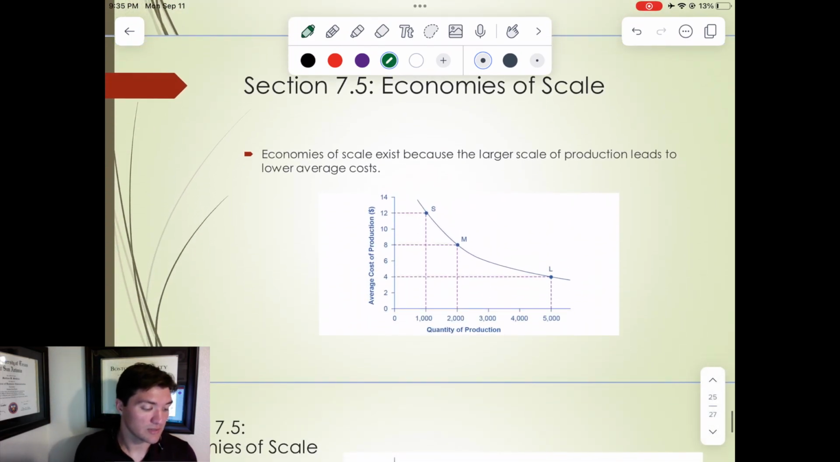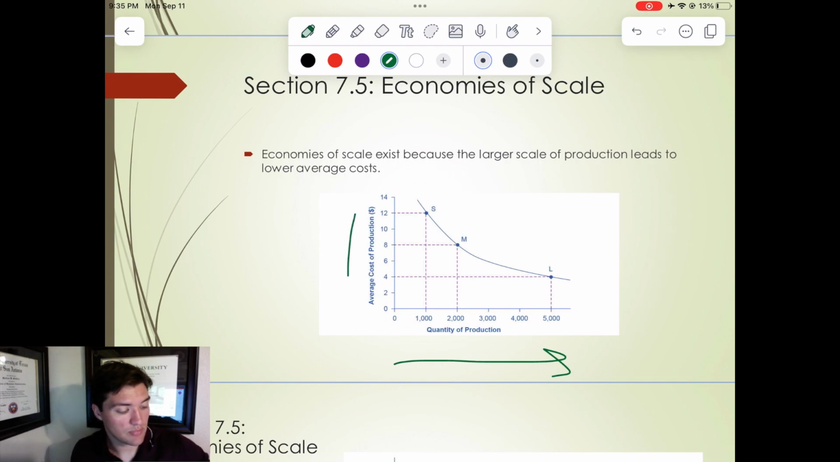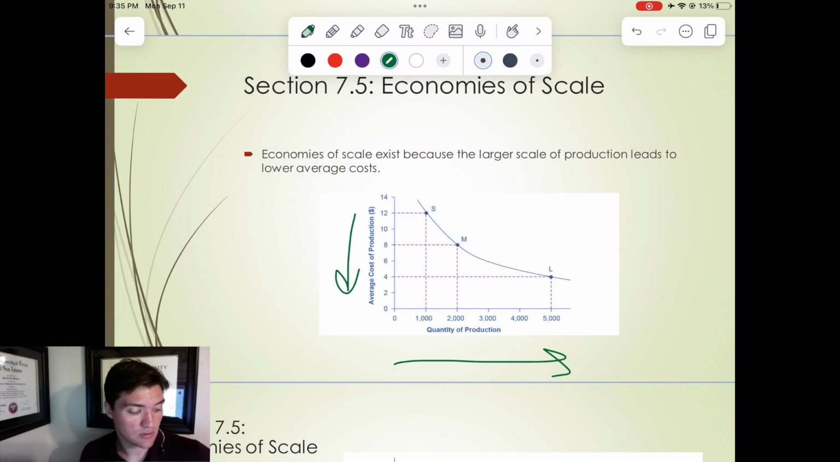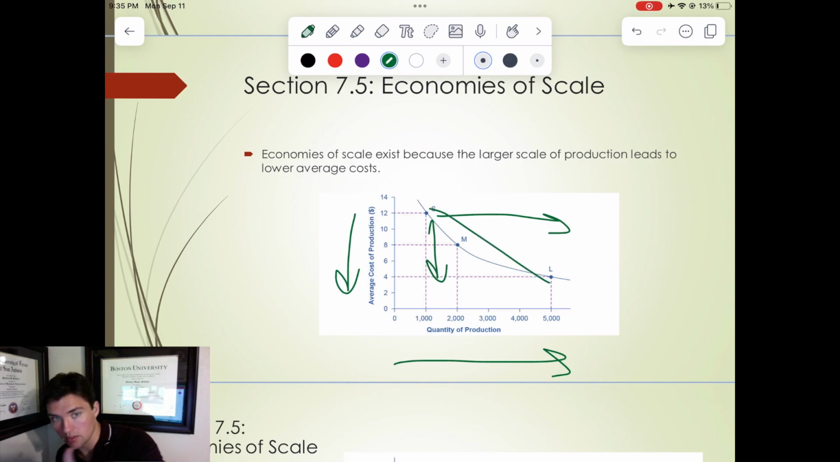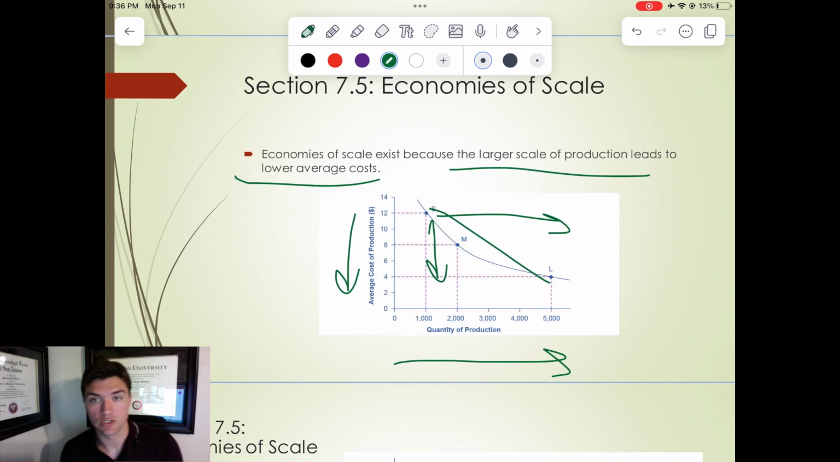And what that really looks like is this. As production is increasing, so as we're making more stuff, the cost of making it is decreasing. Look at this. We're going from S to L. You are increasing the quantity and you are decreasing the cost to get to L. Like, how do you get to L? You have to go down, right? You have to go to a higher quantity and lower cost. That is economies of scale. Larger production, lower average cost.